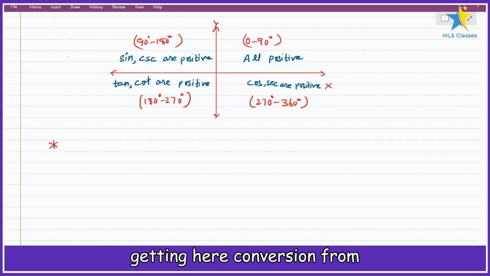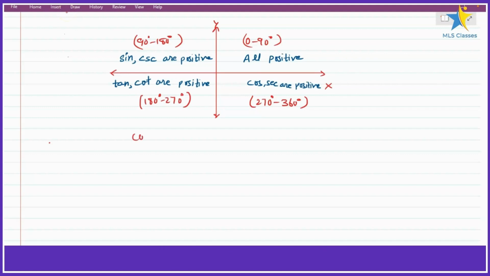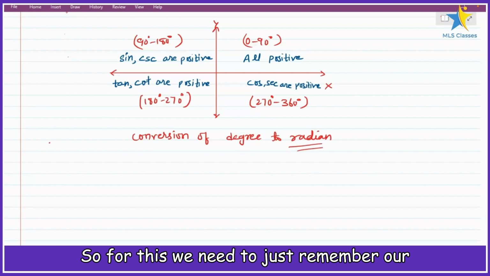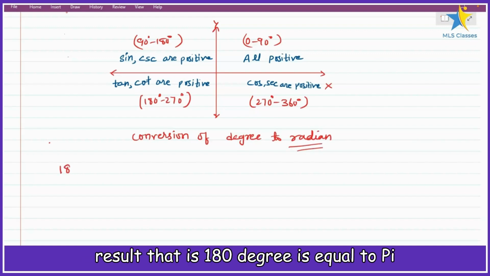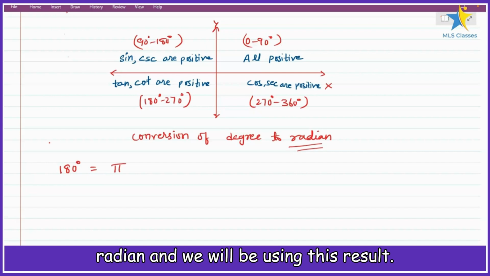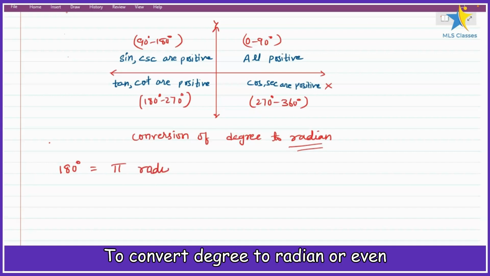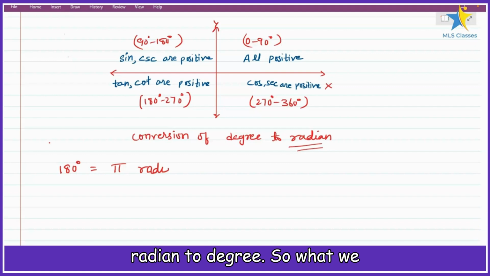So what we will be getting here is conversion from degree to radian. For this we need to just remember a result, that is 180 degree is equal to pi radian, and we will be using this result to convert degree to radian, or even radian to degree.